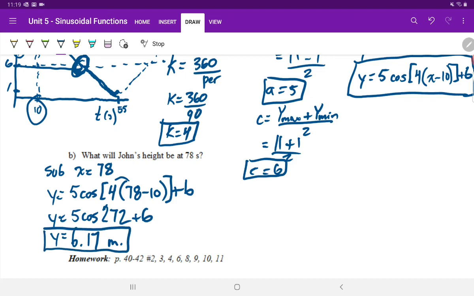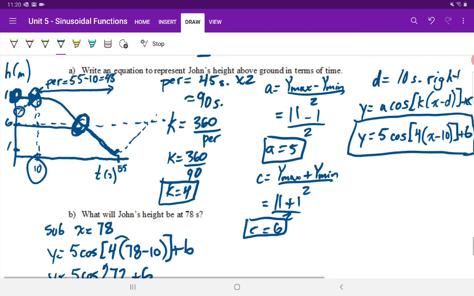So at 78 seconds, their friend John should be 6.17 meters above the ground. That's what this is saying. So 78 seconds will be somewhere over here, outside of my graph, but he should be right around the center, 6.17 meters, right around the center of the Ferris wheel at that point.